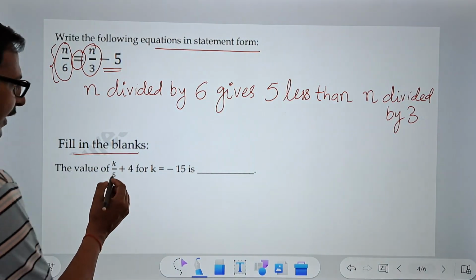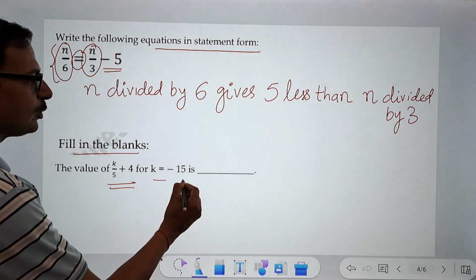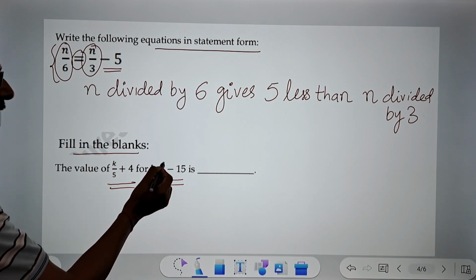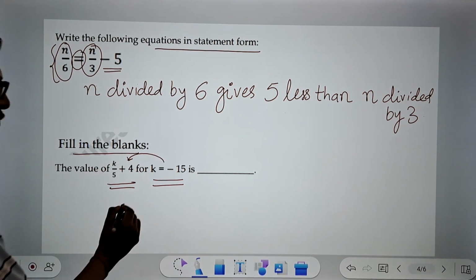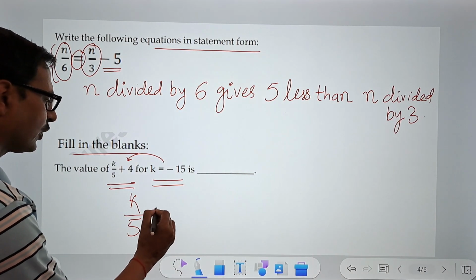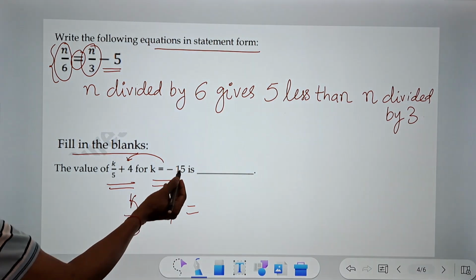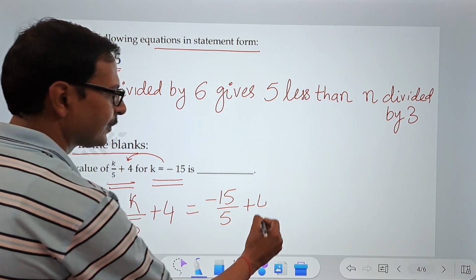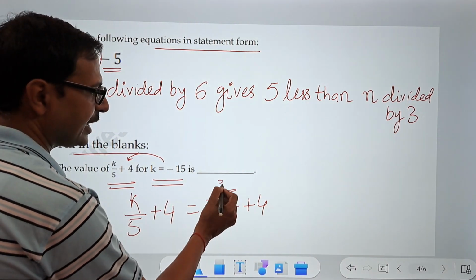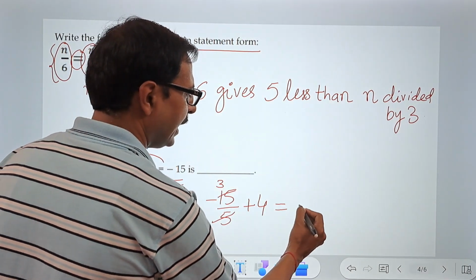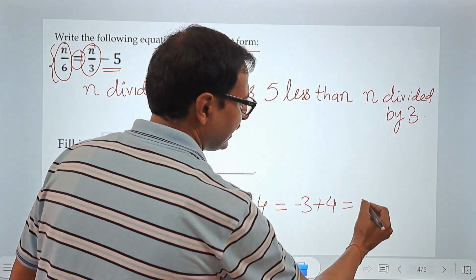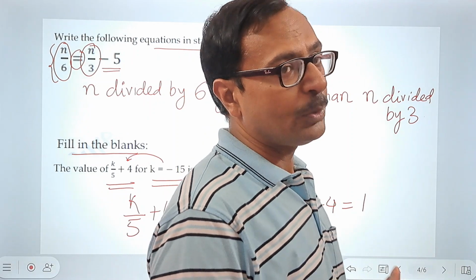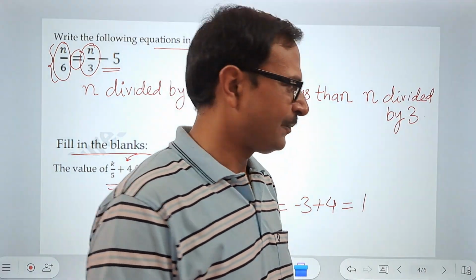The value of k upon 5 plus 4 for k equal to minus 15. So I told you, whenever you have to find the value of something and you have a variable, the value of the variable is to be substituted here. So k upon 5 plus 4 will become, if you put k equal to minus 15, minus 15 upon 5 plus 4. So what will be the value? 5 cancels 15 3 times. So you have minus 3 here and plus 4, which gives you 1 as the answer for this particular question. Not at all a difficult one, but you should be really good in your basic calculations.